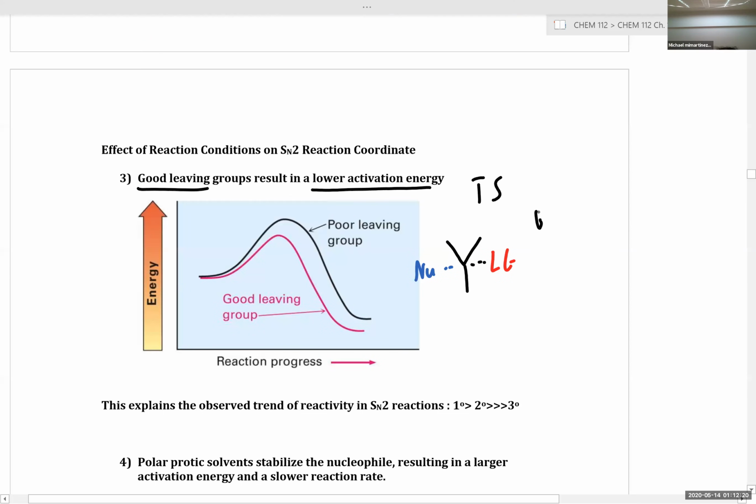From this information, we can see that better leaving groups... So if we have a better leaving group, would it take as much energy to reach this transition state where we're partially breaking this bond to the leaving group and partially forming a bond with our nucleophile? If our leaving group is good, will it be easier or harder to reach our transition state? If our leaving group is good, it's easier to break this bond. It, of course, would be easier to reach the transition state. So better leaving groups have a lower activation energy.